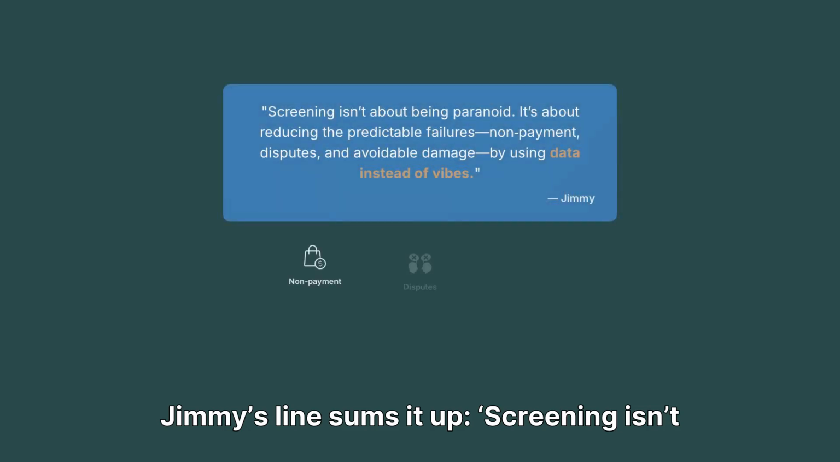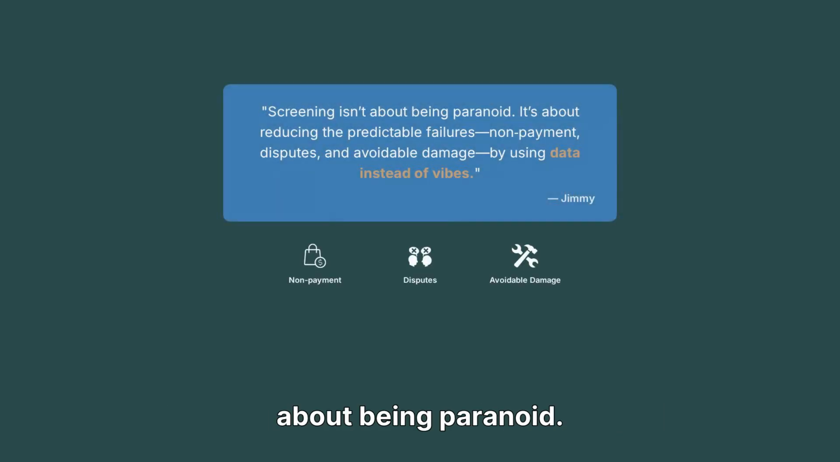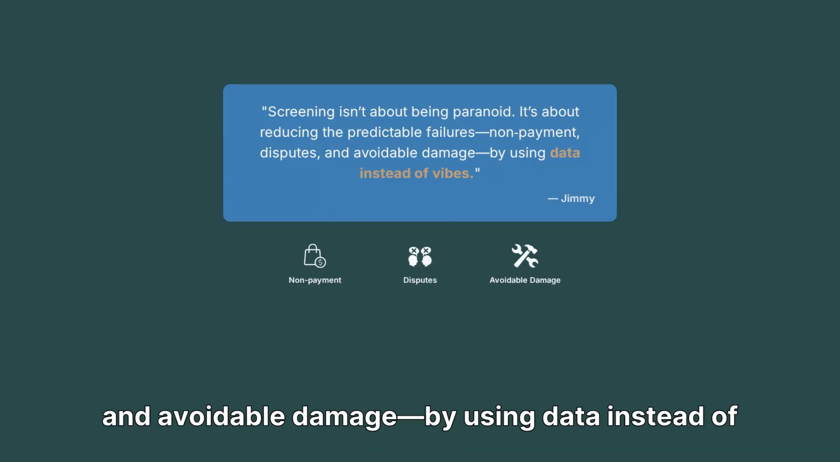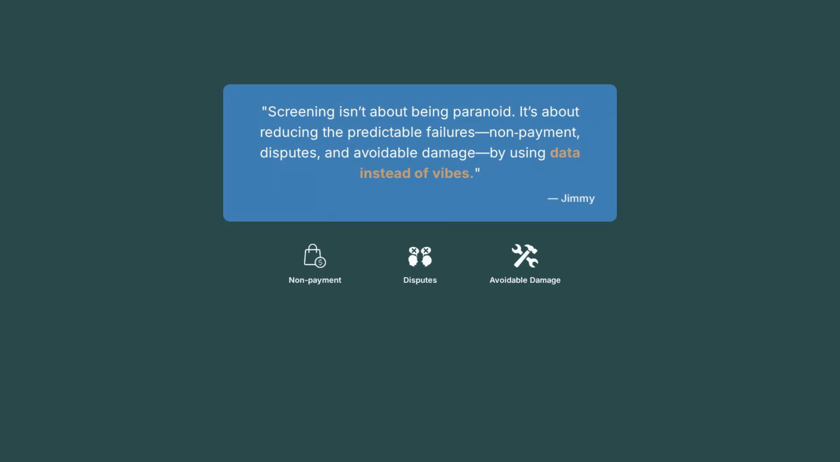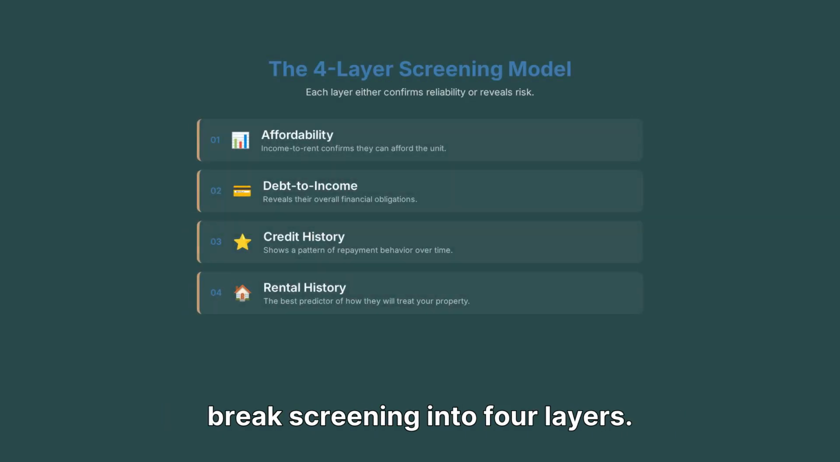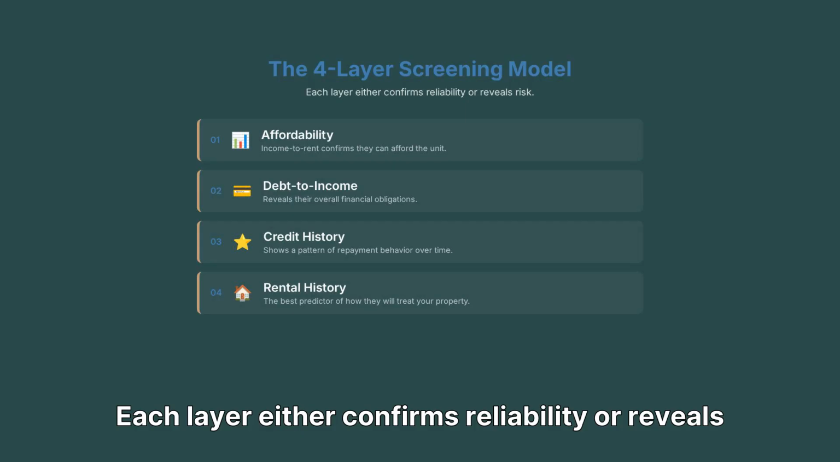Jimmy's line sums it up. Screening isn't about being paranoid. It's about reducing the predictable failures, non-payment, disputes, and avoidable damage by using data instead of vibes. On the Landlord Pass Module 6 page, we break screening into 4 layers. Each layer either confirms reliability or reveals risk.